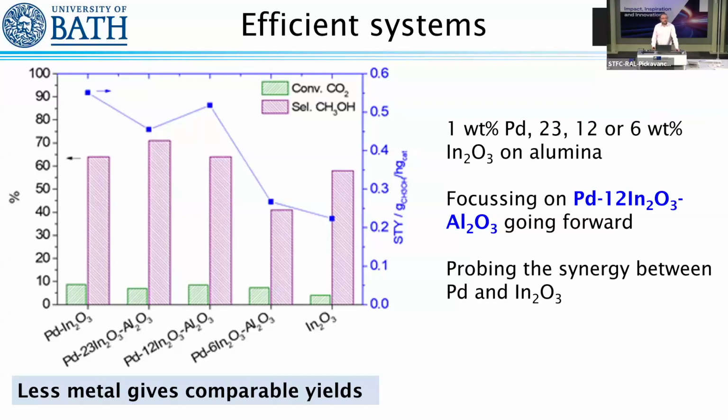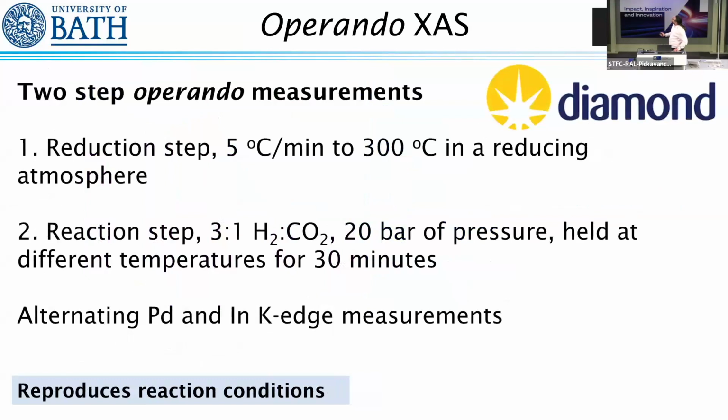And we chose this to look at why the palladium and the indium actually complement each other and why they improve the reactivity. To do this, we went to Diamond Light Source, to B18, to do an operando X-ray absorption spectroscopy measurement. This had two steps. The first step was we wanted to reduce our catalyst. This is a common first step when doing reductions. And we did this at 5 degrees C per minute up to 300 degrees C in a reducing atmosphere.